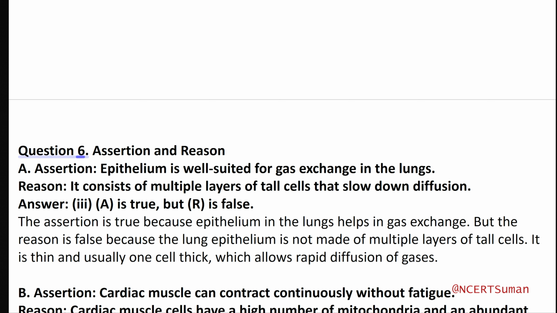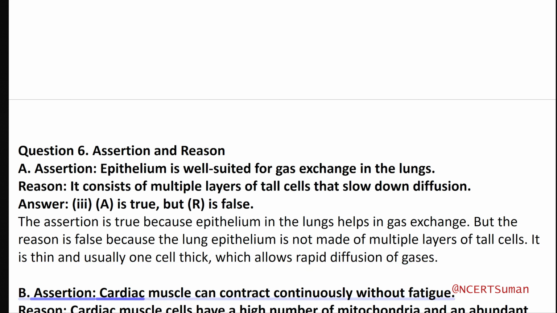Question 6. Assertion and reason. A. Assertion: epithelium is well suited for gas exchange in the lungs. Reason: it consists of multiple layers of tall cells that slow down diffusion. Answer: 3. A is true, but R is false. The assertion is true because epithelium in the lungs helps in gas exchange. But the reason is false because the lung epithelium is not made of multiple layers of tall cells. It is thin and usually one cell thick, which allows rapid diffusion of gases.